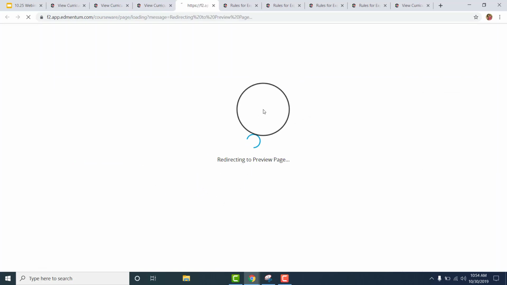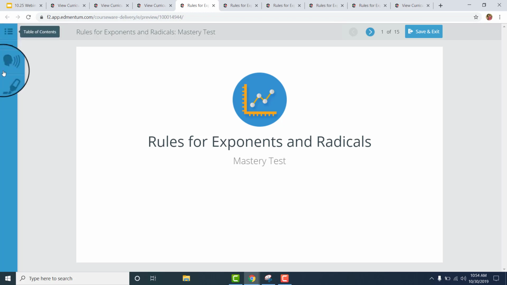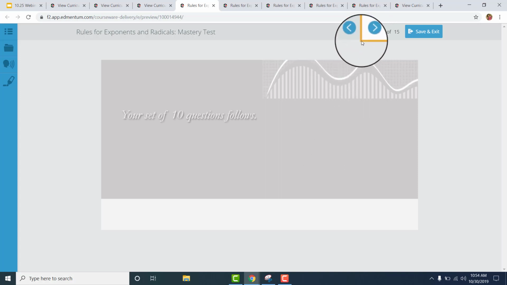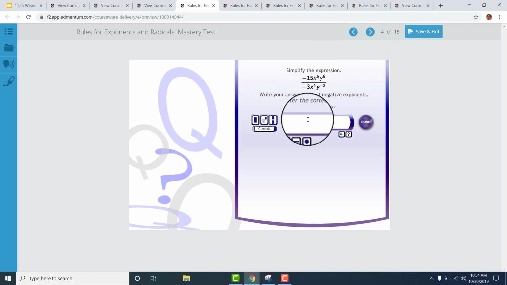Let's take a look at the mastery test. In this mastery test, our toolbox is even more limited. When the students answer these, they are expected to answer 8 out of 10 correct, since 80% is mastery in Edmentum.